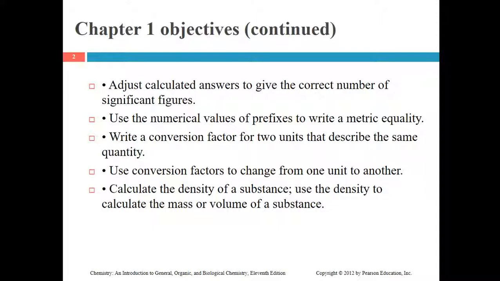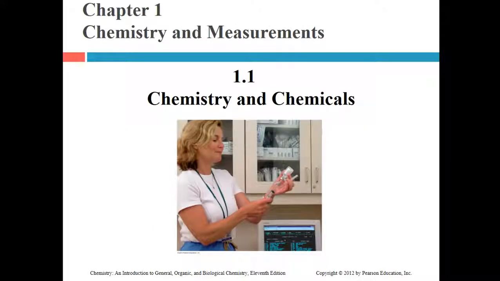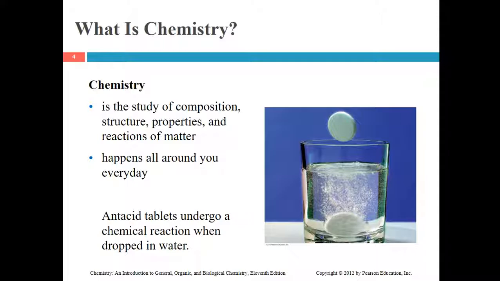We're going to calculate the density of a substance, and then we're going to be able to use that density to calculate the mass or volume of a substance, or vice versa. And actually, we're going to be doing a density lab, where we're going to be learning more about densities. So in our first section, 1.1, we're just learning about how chemicals are in our everyday life and all around us. So chemistry is the study of the composition, structure, properties, and reactions of matter.